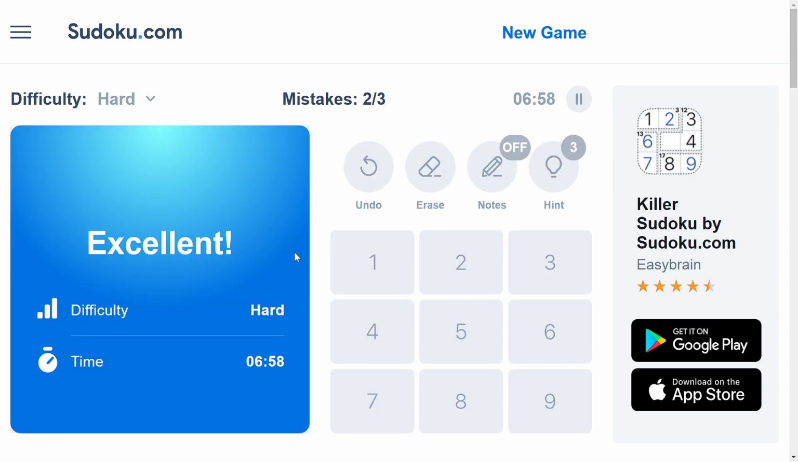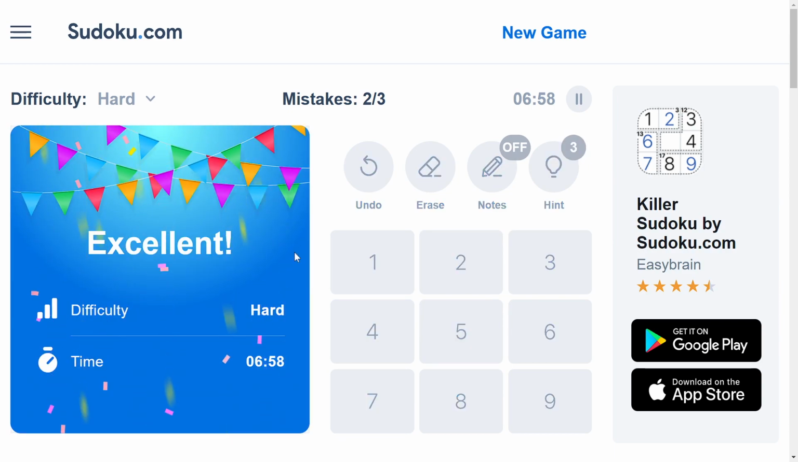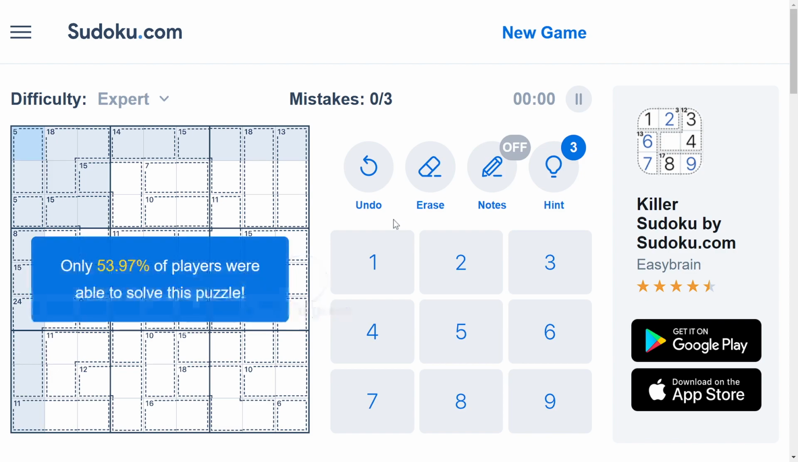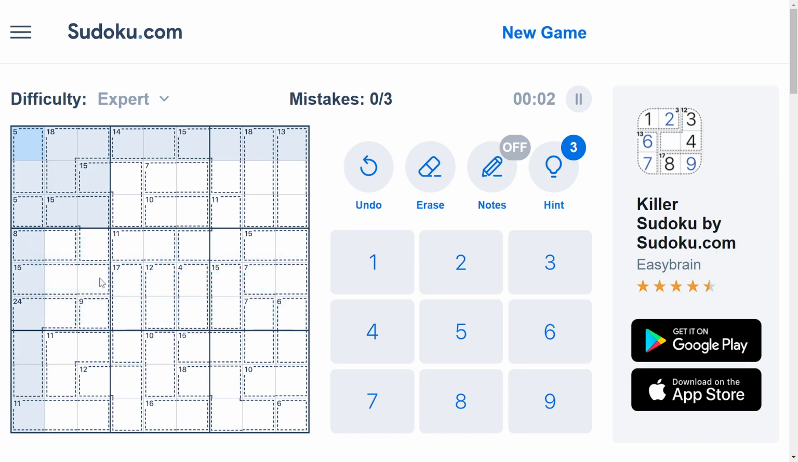Whew. Okay, now let me take a quick breather, and we go to the actual enemy of today. How difficult is it going to be? 53.97% were able to solve this. So this is a pretty hard one. Okay, we need to be a little slower now.